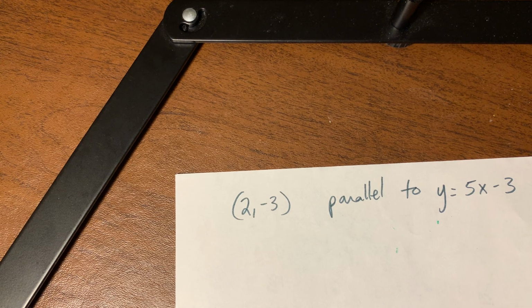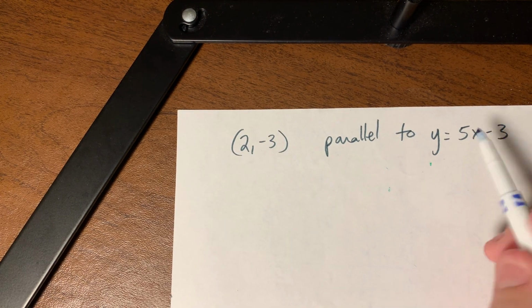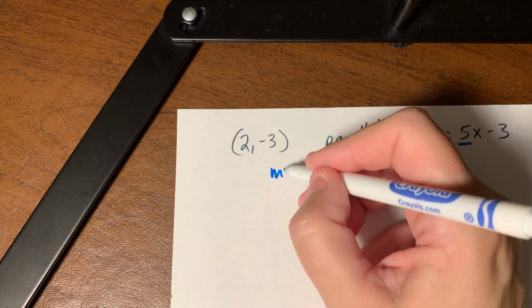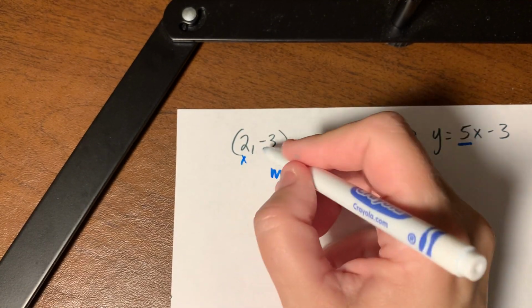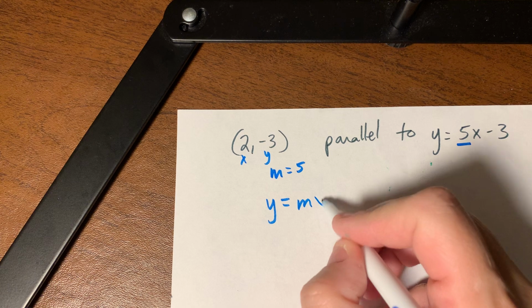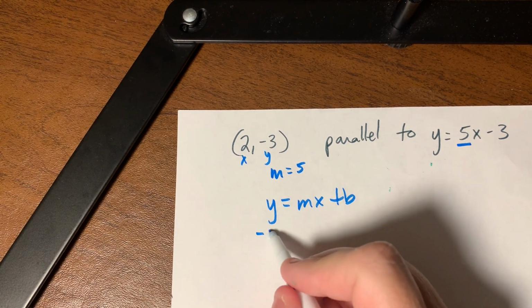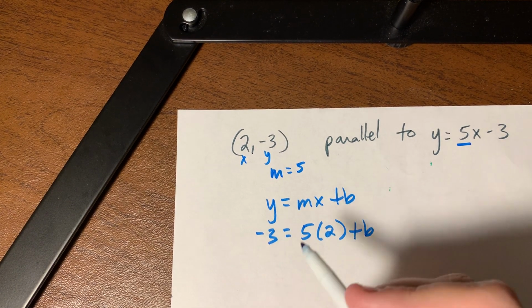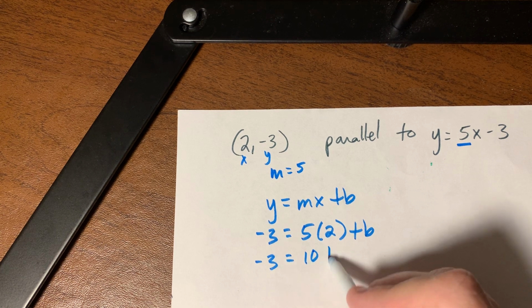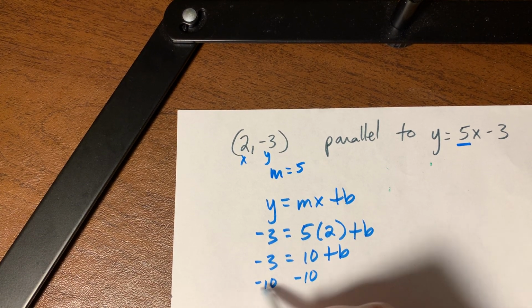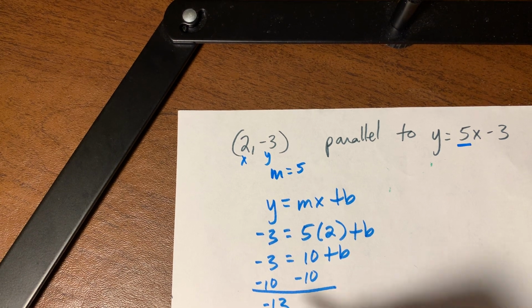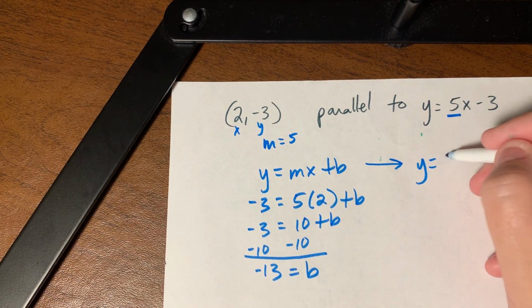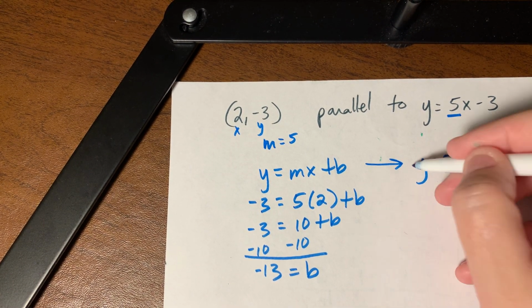What if you had to write the equation of a line that went through 2, -3 and was parallel to the line y equals 5x minus 3? Well, you would know that the slopes are the same. You can use this x, y point and substitute right into y equals mx plus b. -3 is 5 times 2 plus b. -3 is 10 plus b. And then we're just going to isolate here. -13 is b. So our equation is y equals 5x minus 13.